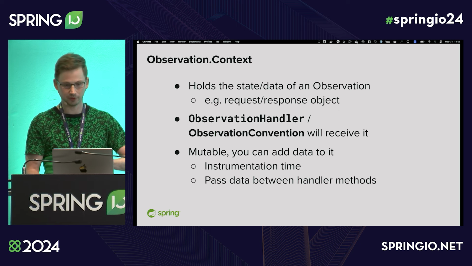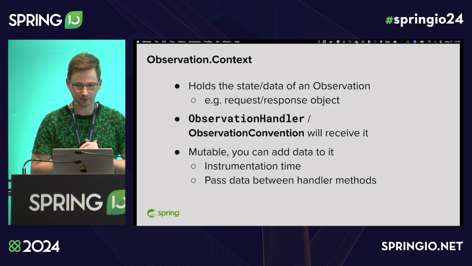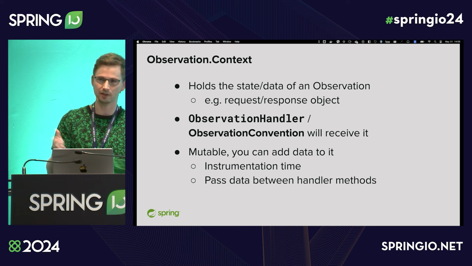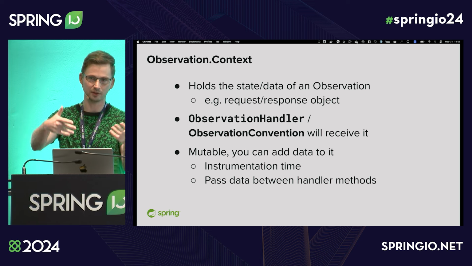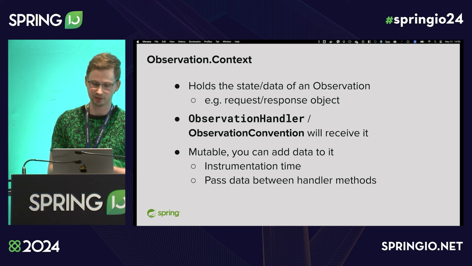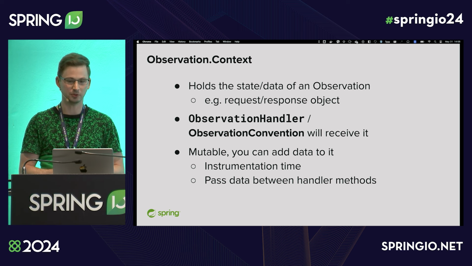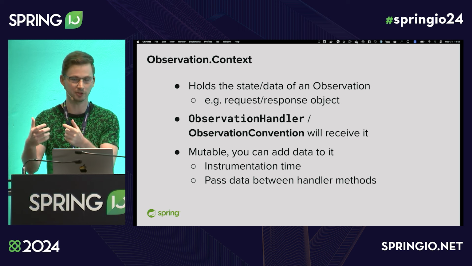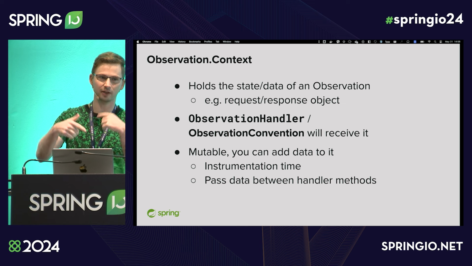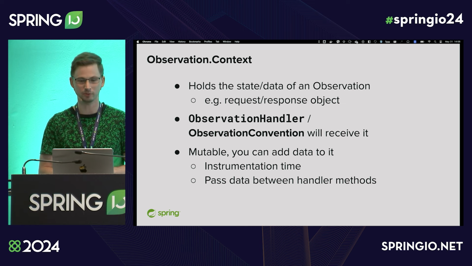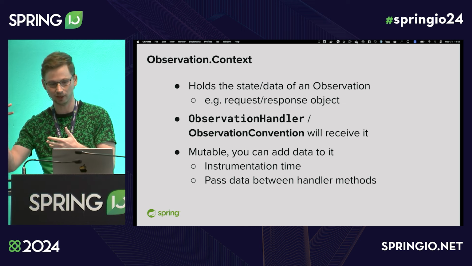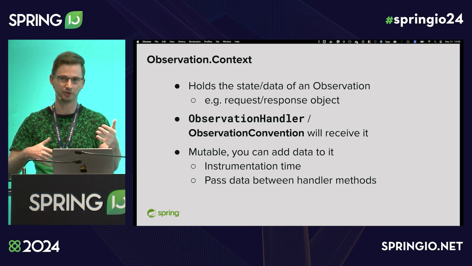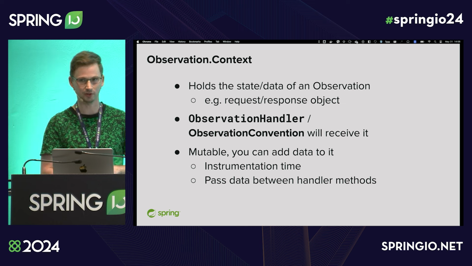And then I mentioned earlier that I'm going to talk about observation context. So observation context is just holding the state data of the observation. The most probably clear example for everyone would be if you want to instrument an HTTP request, say on the server side, Web MVC, something like that, then you probably want your observation to be aware of the request and the response so that you can then tag interesting information about the request and the response. And this context will be passed to the observation handler and any observation handlers that are registered, and it'll also be used in observation conventions.